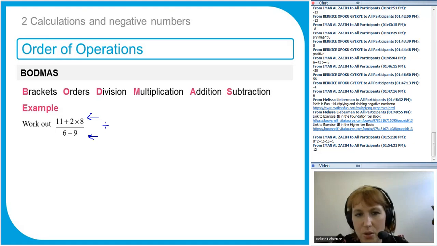Okay, so on the top we've got 11 plus 2 times 8. 2 times 8 is 16. We need to multiply first, so 11 plus 16. And on the bottom we've got 6 minus 9. It kind of acts like a bracket, so you need to work out the thing on the top divided by the thing on the bottom.